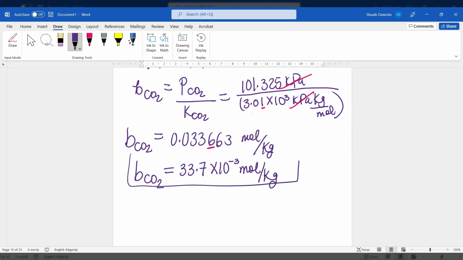That's basically the answer to the question, meaning you have 33.7 times 10 raised to the power of negative 3 moles of carbon dioxide per kilogram of water. That's just basically what this is saying. Again, 33.7 times 10 to the power of negative 3 moles of CO2 per 1 kilogram of water at 25 degrees. Remember, molality is just the total number of moles of solute per kilogram of solvent that it is dissolved in. So that comes to the end of this question.